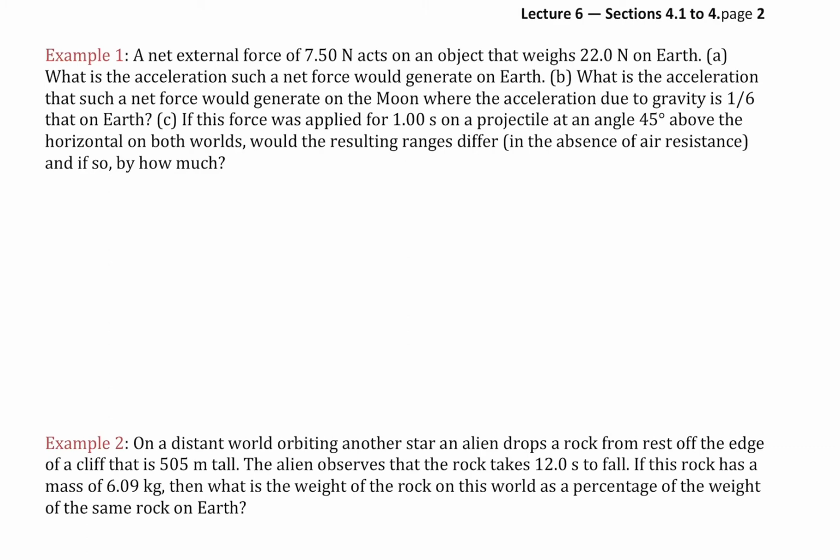Example 1. A net external force of 7.5 newtons acts on an object that weighs 22 newtons on Earth. What is the acceleration such a net force would generate on Earth, and what is the acceleration such a net force would generate on the Moon? Okay, so let's look at part A. This is a problem that we could have seen in the last lecture. We're just going to use Newton's second law, Fnet equals ma, in scalar form. Solve for a, right, which is just going to be the net force that we were given, divided by m, okay? In this case, I'm going to find m by taking the Earth weight and dividing it by Earth acceleration. And so then that gives me an acceleration of 3.34 meters per second squared.